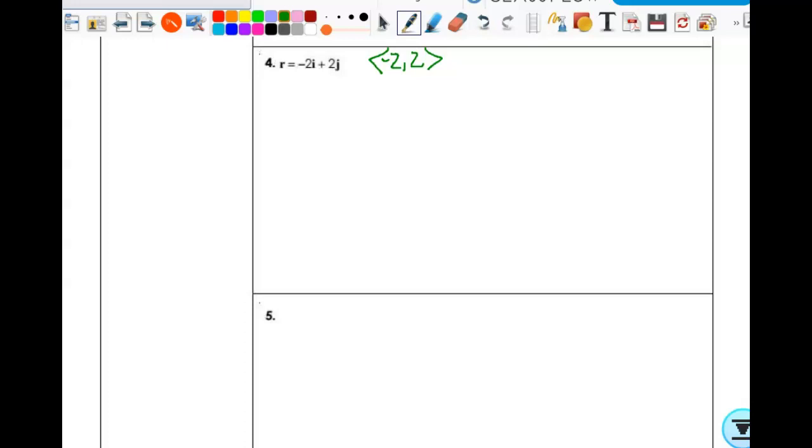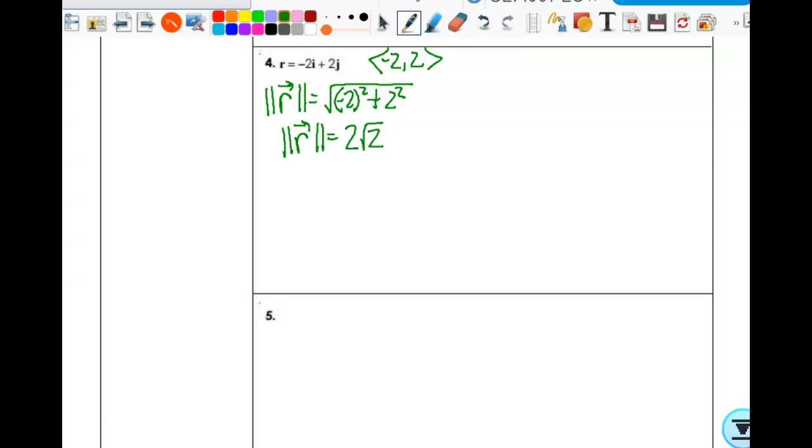All right. So we need the magnitude of vector r. That's going to be the square root of negative 2 squared plus 2 squared. So that's 4 plus 4 is the square root of 8. So the magnitude of r is 2 square roots of 2. It's faster to not even use a calculator. Of course, you have to know how to do that stuff that some of you still avoid.